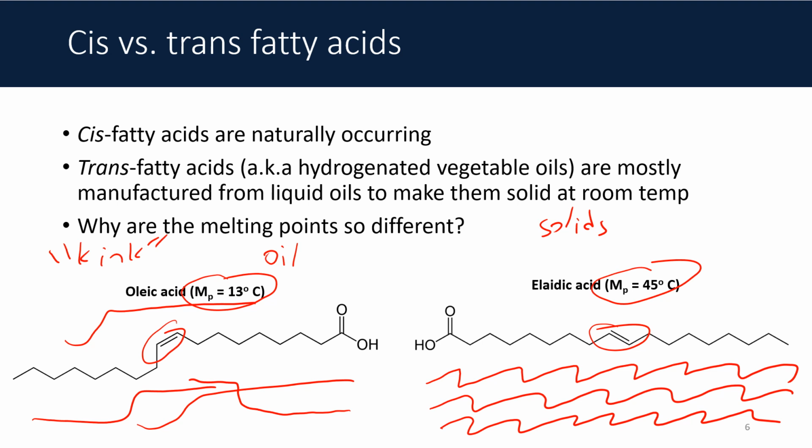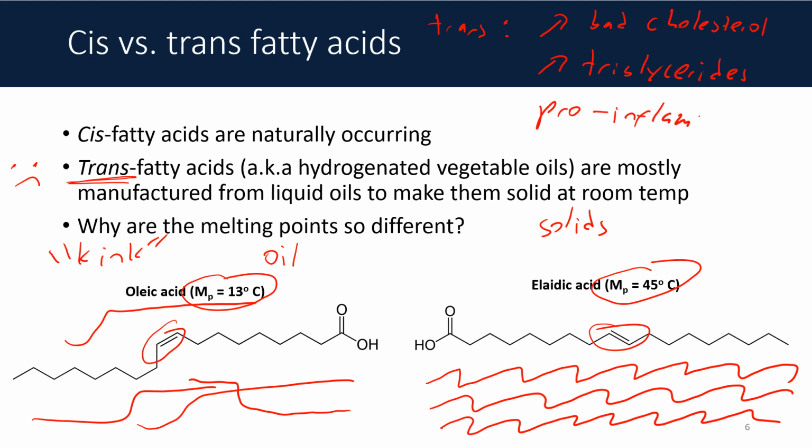I want you to now ask yourselves, comparing trans fatty acids to cis fatty acids, which of these two do you think is more likely to clog your pipes? Well, it's going to be the trans fatty acids. These are the less healthy ones. They are going to raise your bad cholesterol, raise your triglycerides, and are pro-inflammatory.